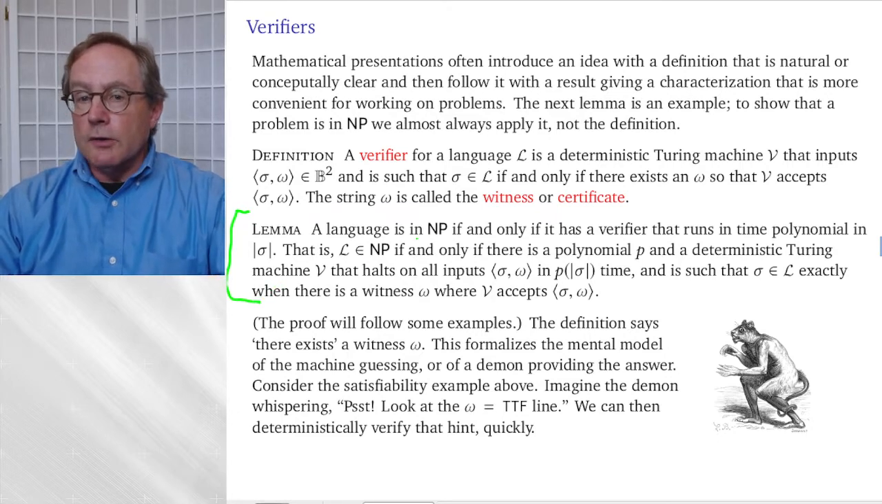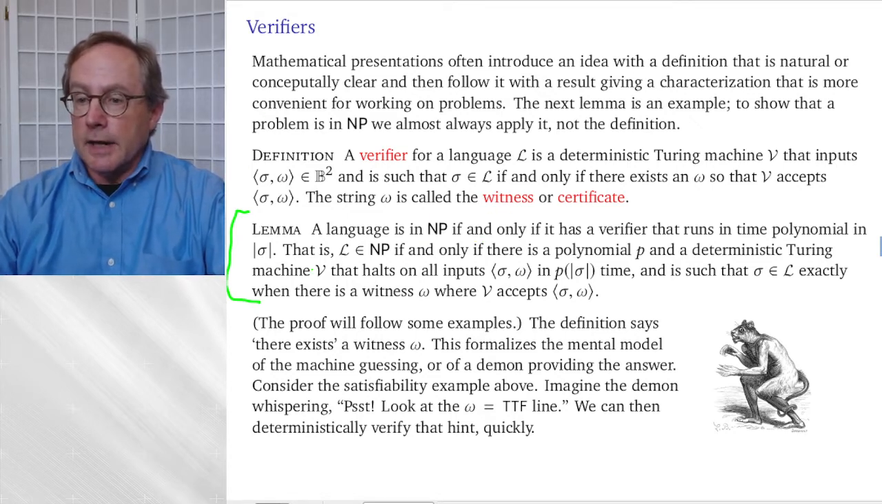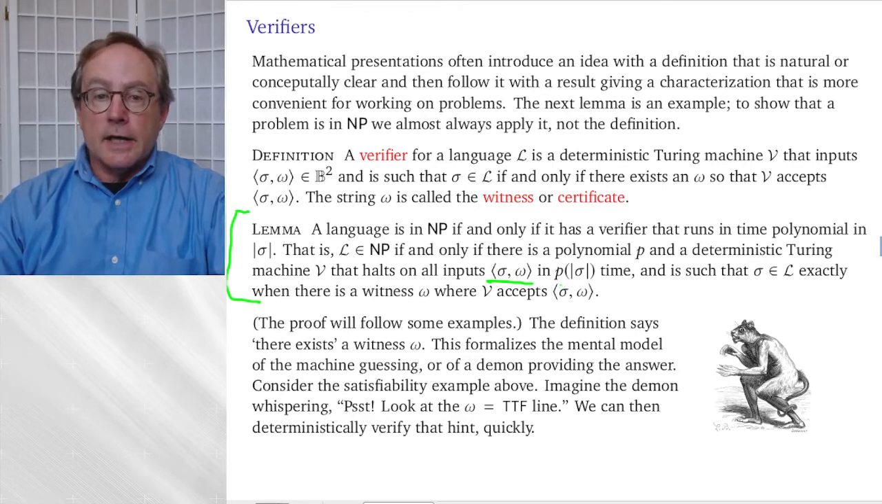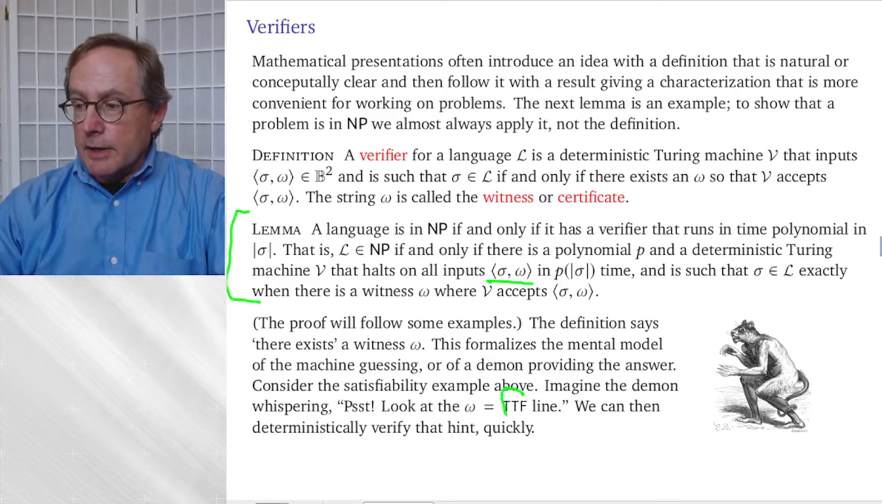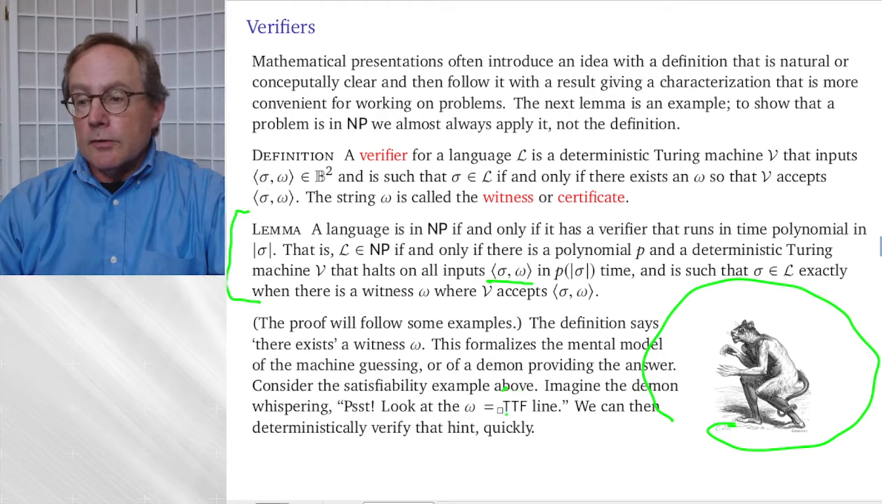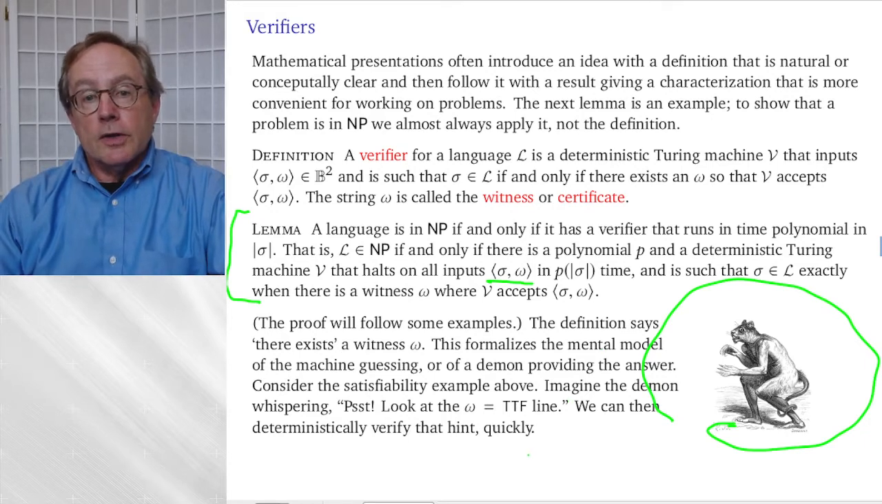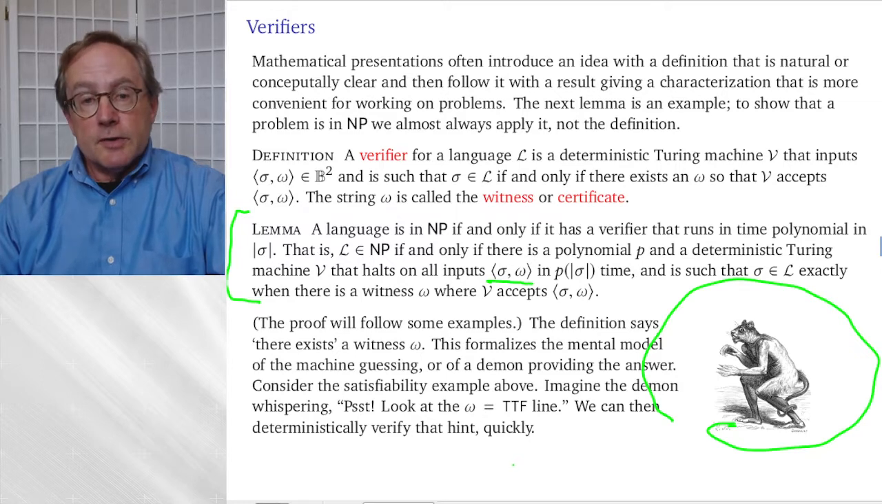The verifier halts on all inputs sigma comma omega. It halts on all inputs in time polynomial in the length of sigma, and is such that sigma is in L if and only if there's a witness omega. And we're thinking of the witness omega as being the hint provided by the daemon here. So you can think of the witness as being the guess, or the suggestion, or the hint, or the certificate that the daemon has given you, and you only have to check that one thing. If that one thing checks out, if you can verify it with the verifier, then you accept sigma.